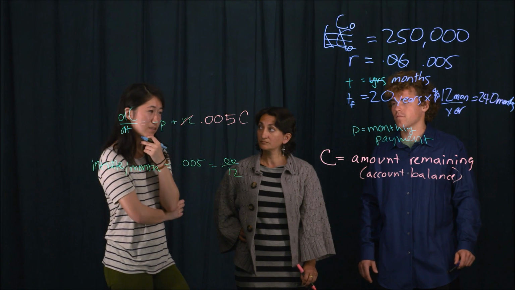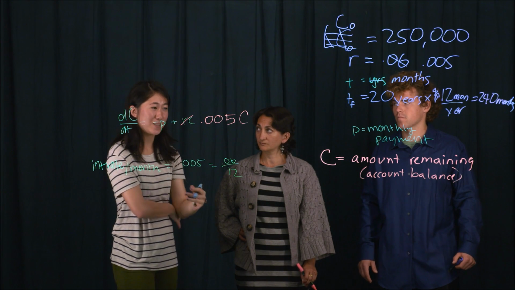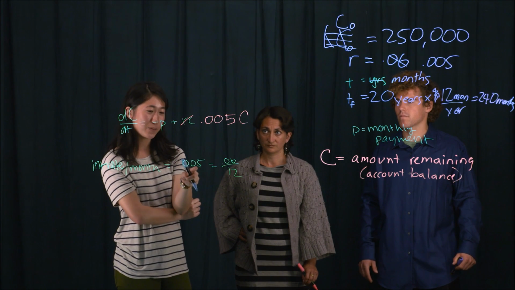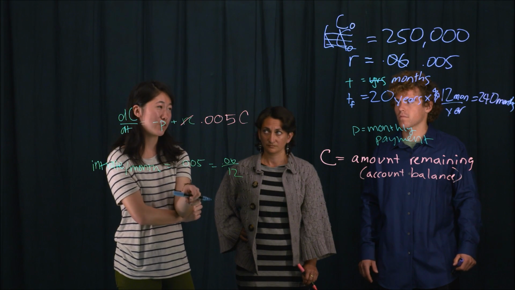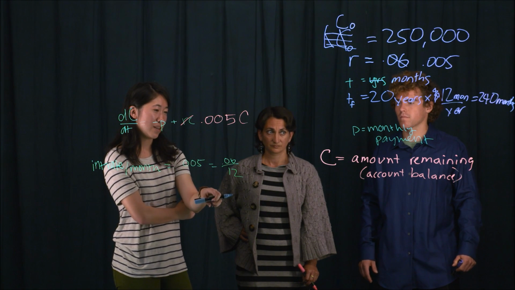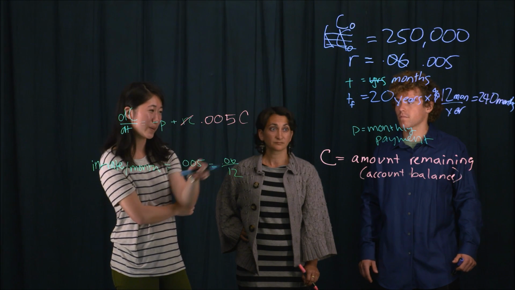P represents the monthly payment, so you're subtracting money because you're paying, and then plus the interest rate per month, which is R divided by 12, so you get 0.005. And since interest is based on the account balance, you multiply it by C.